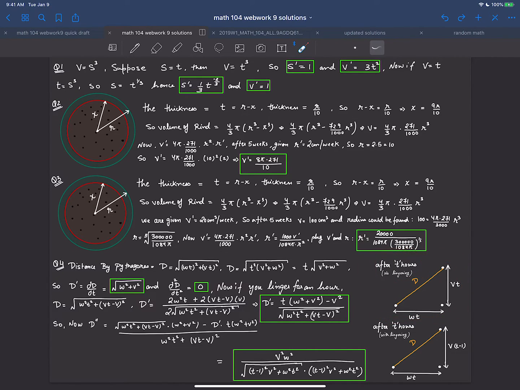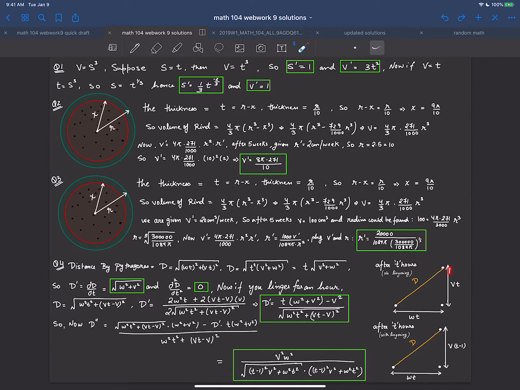Okay, so if you're traveling at a speed of V per hour, after t hours you're going to be at a distance called Vt. Okay, because speed equals distance over time, so distance equals speed times time. If your speed is V, the distance could be easily figured out by multiplying by the time. Okay, this is after t hours.